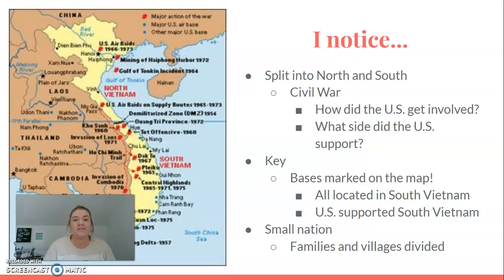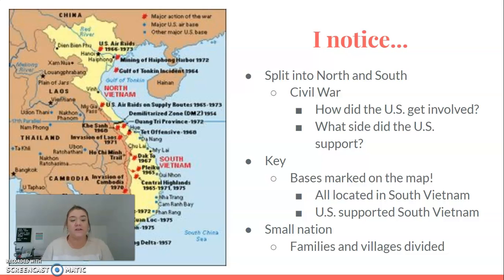And there are bases marked on the map, and they're all located in South Vietnam. So that tells me that the U.S. supported South Vietnam. Now, one thing I want to keep in mind is that Vietnam is a really small nation, which means if it's divided into North and South, families and villages were likely divided and possibly even fighting against each other. Looking at sources like maps can help us better to understand what's going on in our era that we're studying.